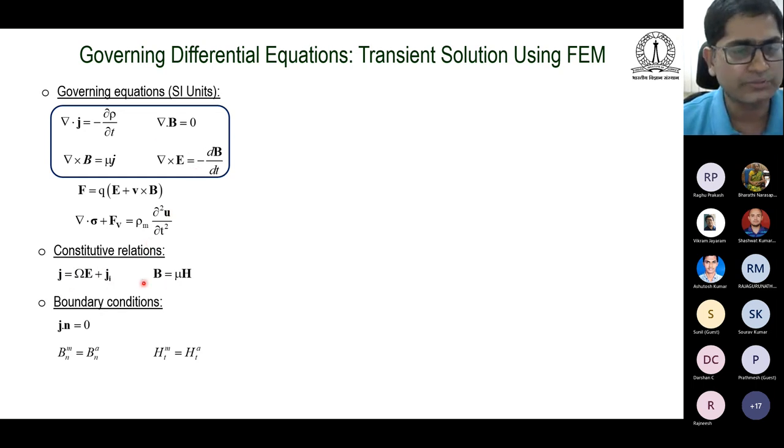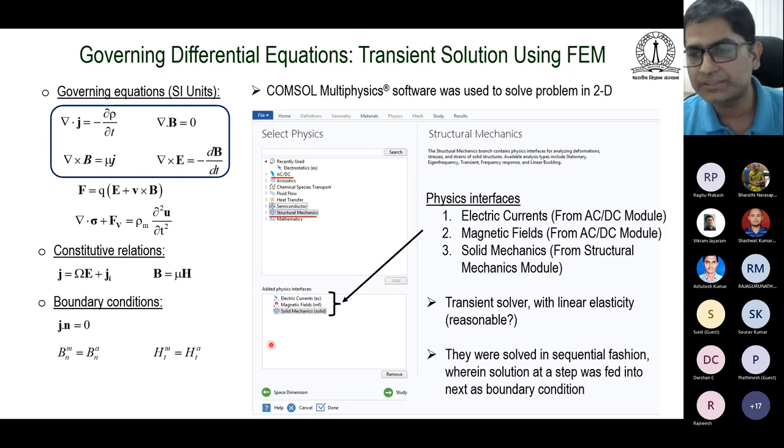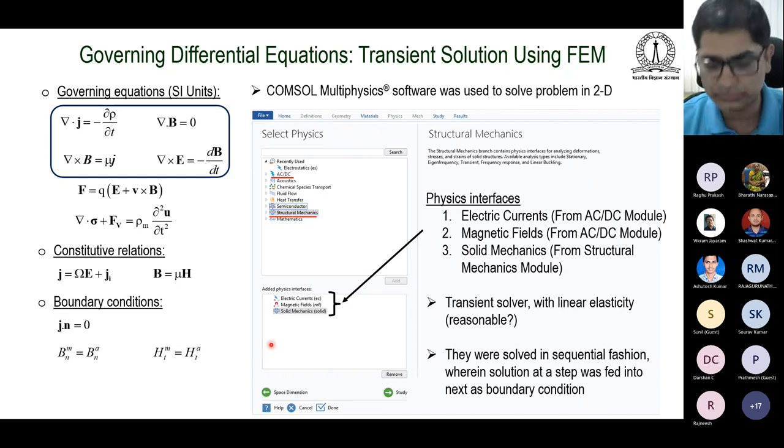And then these are the constitutive equations relating the electric field with the current density, and the magnetic field with the magnetic intensity. And then these are the boundary conditions that we have to look at. We used COMSOL Multiphysics to solve all these problems in a sequential fashion using the three physics interfaces that it has. One of the things that we have done here, in solving the solid mechanics problem, is that we use the linear elasticity model.